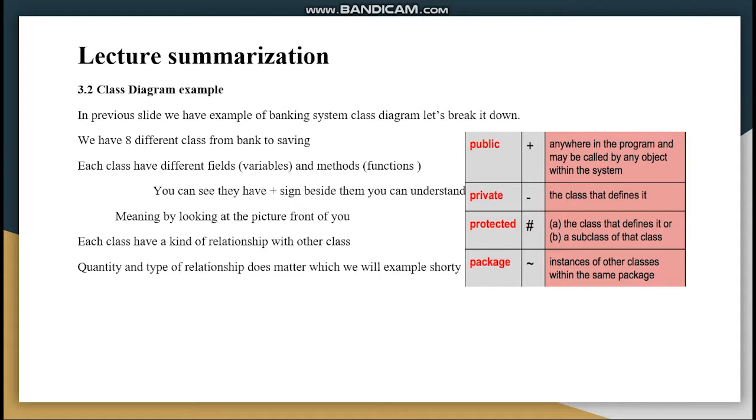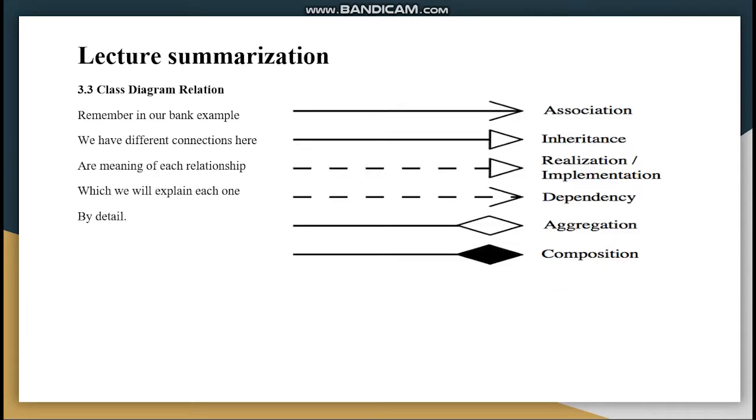Each class has a kind of relationship with other classes. The quality and type of relationship does matter, which we will study by example. Like you can see in the picture on the right side, public is shown with a positive sign, private with a negative sign, protected with a sharp sign, and package with a tilde sign. Okay, for the next, class diagram relations.